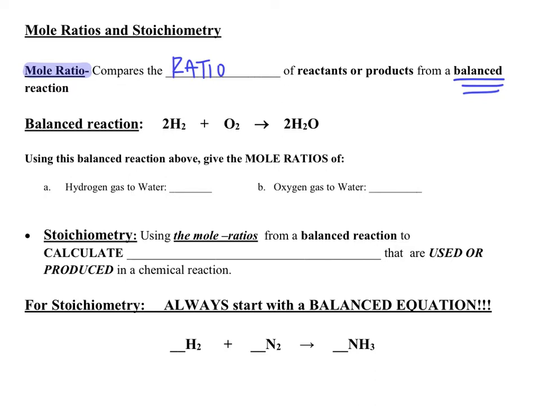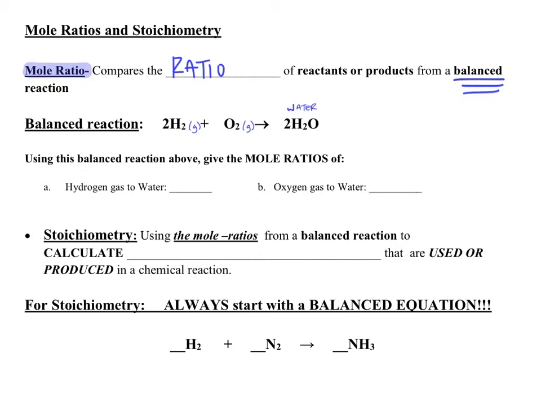So now I want to figure out the mole ratios of hydrogen gas to water and oxygen gas to water. So you're going to have to be able to figure out and determine what the reactants and the products are in the equation, because they won't always be given to you. So H2, we know hydrogen is a diatomic element. This is a gas. O2, oxygen, is also a diatomic element. That's a gas. And H2O is water.